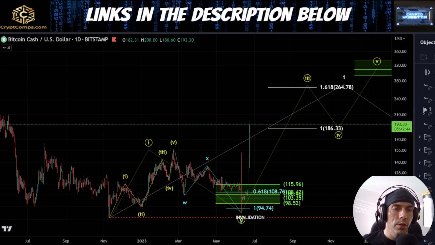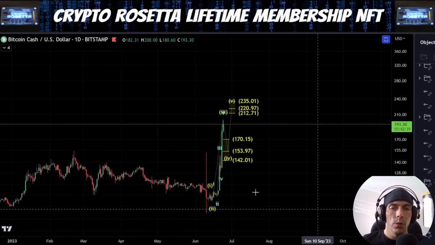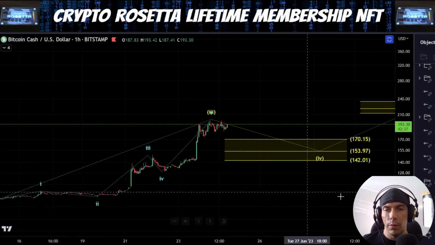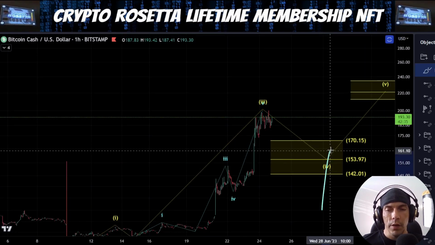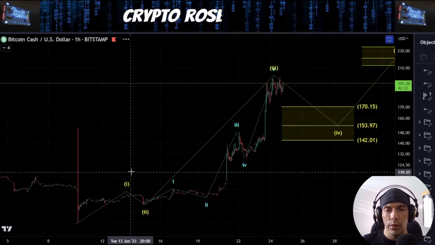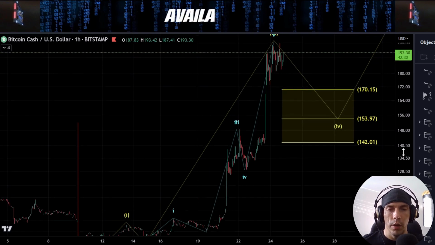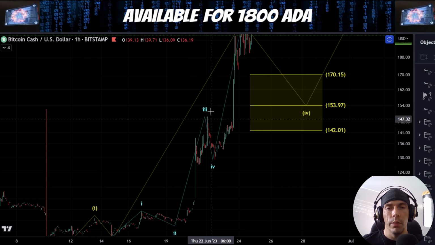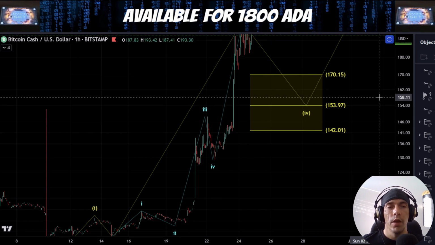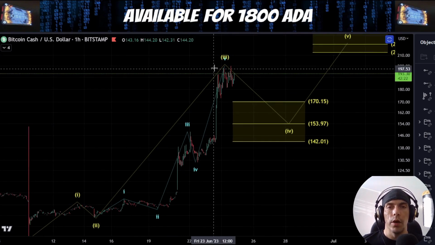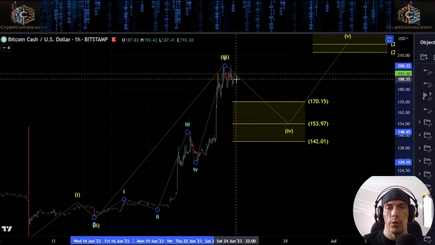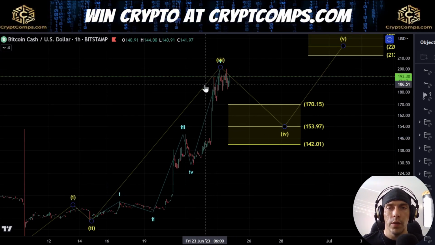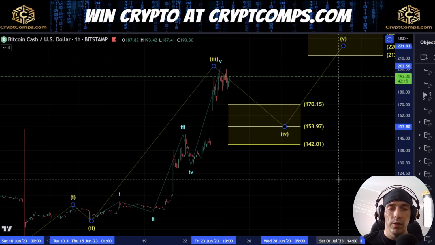Okay, so let's get into those lower degree counts now. So what we'd be looking for within this, I'm going to come down here into the hourly, is that effectively what we'd be having here is that this would be a 1-2 and another 1-2 here. So if this is the case, we'd be treating this as 1, 2, 3, 4, 5 for a third, fourth, and a fifth up here, and this would actually be the blue count looking to complete the yellow count wave 3.